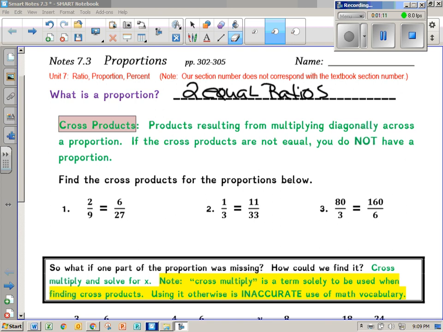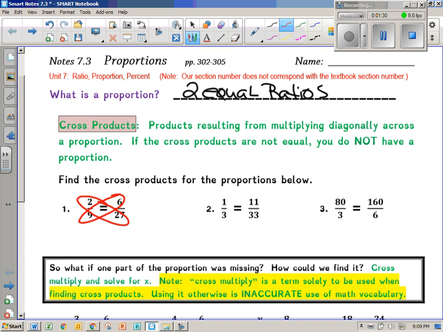Well, when two ratios are equal, when you cross multiply or find their cross products, which is when you're multiplying across the equal sign, that's called finding a cross product. So the cross product here is actually 54 because 2 times 27 and 6 times 9 both are 54. I'll just box that part, but the cross product is 54.